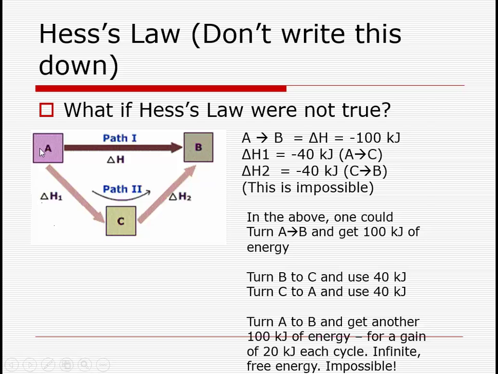And then I could turn C to A and spend another 40 kilojoules of energy. Well, that's only 80 kilojoules of energy that I've spent. But then I would have some A again. And I could turn A to B and get 100 kilojoules of energy. So I'm spending 80 kilojoules of energy, but getting 100. So each time I'm getting 20 kilojoules of free energy. So I could set up this cycle and generate energy infinitely forever for free.